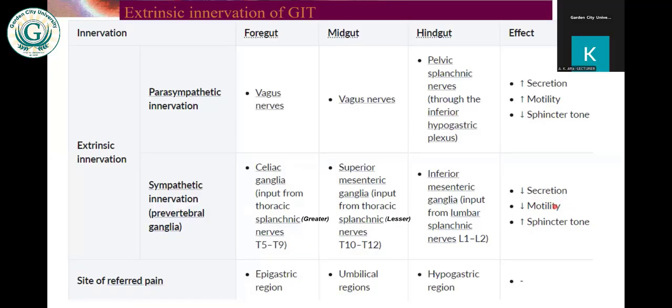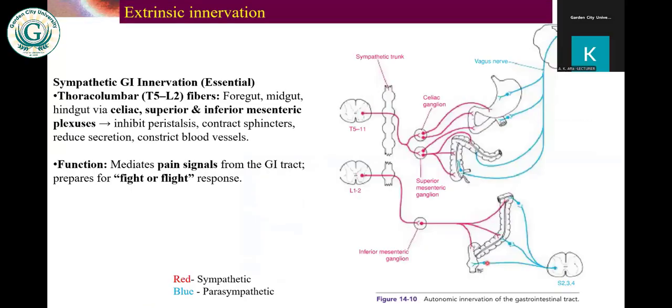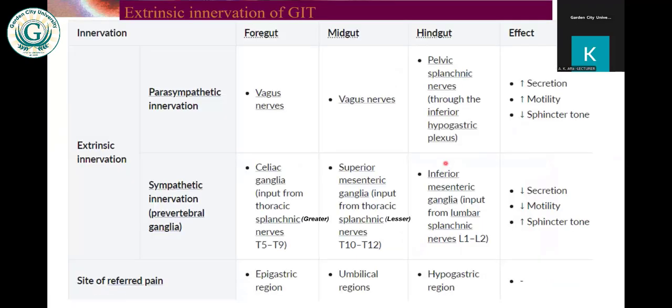So we are saying that the sympathetic innervation nerves will come from the T5 to L2 segment of the spinal cord. So those from the lumbar segment of the spinal cord will innervate the hindgut, and those from the T5 to T11 segment of the spinal cord will supply the foregut and the midgut. That is the sympathetic innervation.